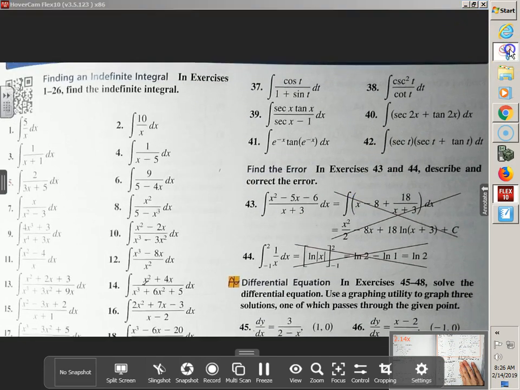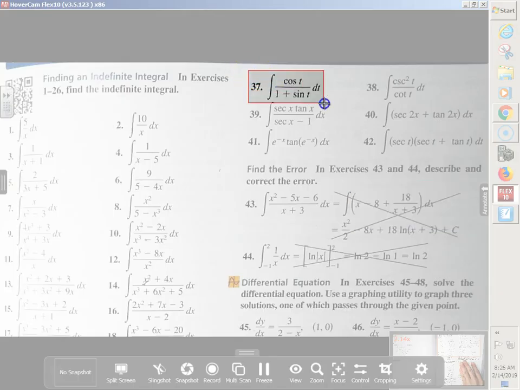Ooh. It's a tricky one. What do you guys think your u should be?